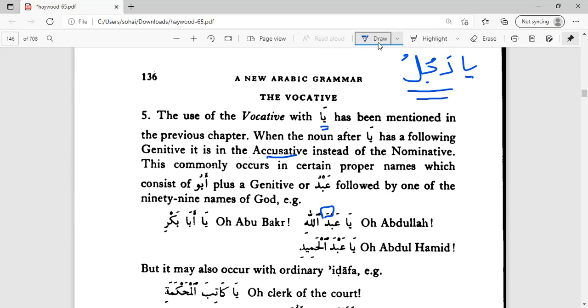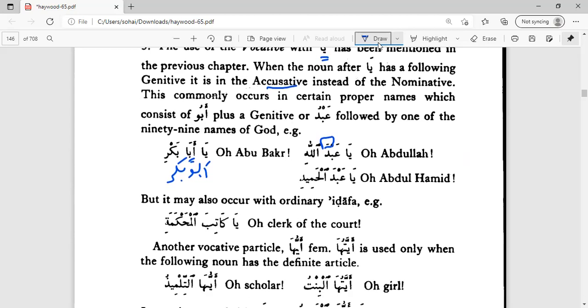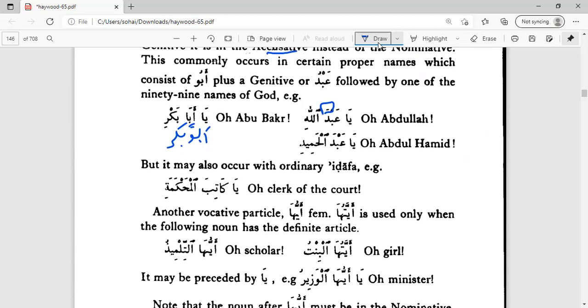Or here it was Ya Abu Bakrin. So he mentioned Abu, Aba, Abi: when it's part of idafa, we say Abu, Aba, Abi. Originally it was Abu Bakrin, radiyallahu anhu, Abu Bakr, name of a Sahabi. When ya is added to it, it becomes Aba Bakrin. Why? Because it's part of an idafa construction, and when ya is put before an idafa construction, the first noun becomes accusative. Or ya Abdul Hamid.